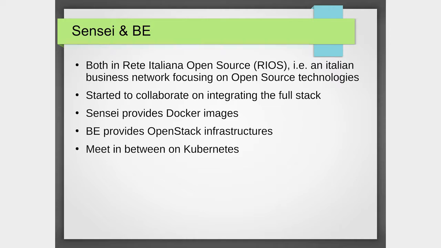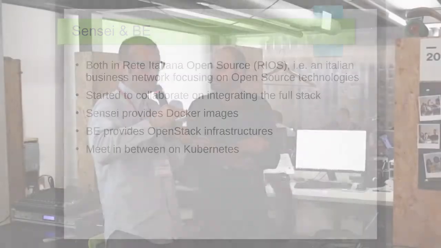Basically, we started to collaborate to integrate the full stack from the source code down to the virtual machine. Sensei provides Docker images, so arrives to the point of preparing the artifacts. Binario Etico provides the OpenStack infrastructure, and we meet in between on Kubernetes.